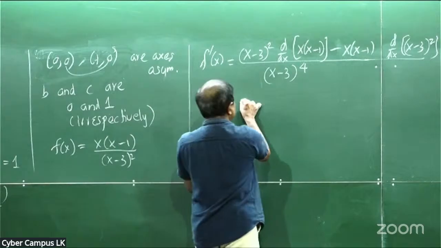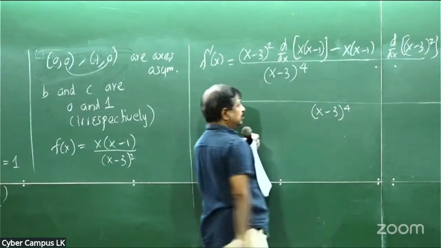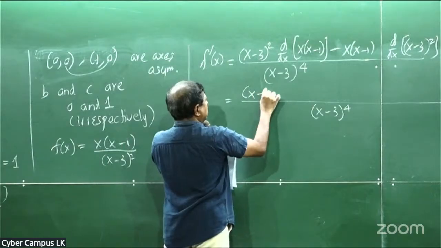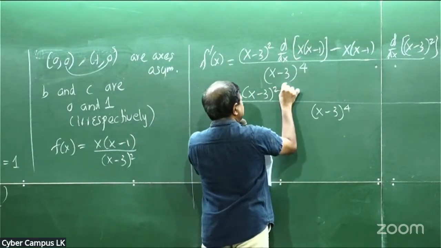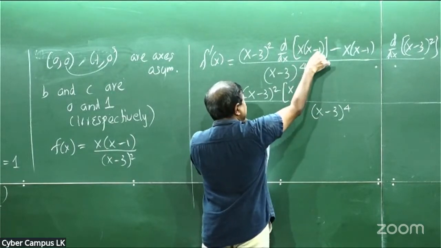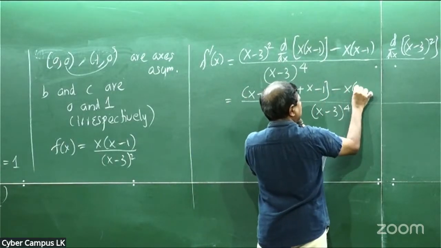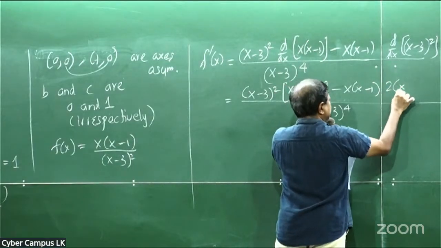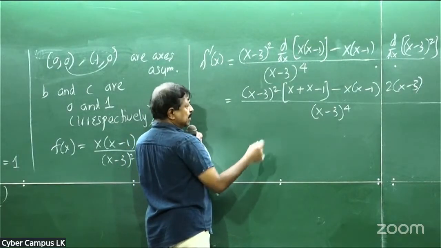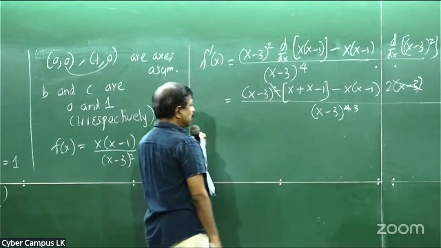Now, when you differentiate this, you get x times the derivative of that, which is 1, then x minus 1 times the derivative of x, which is 1. You get 2 times x minus 3. You can divide everything by x minus 3 because x is not equal to 3.